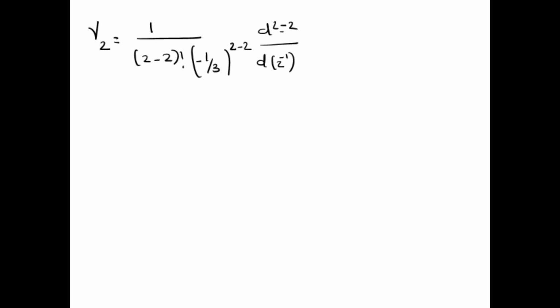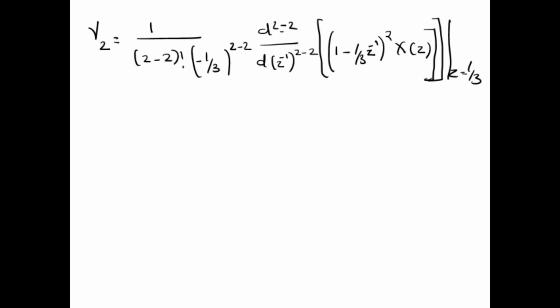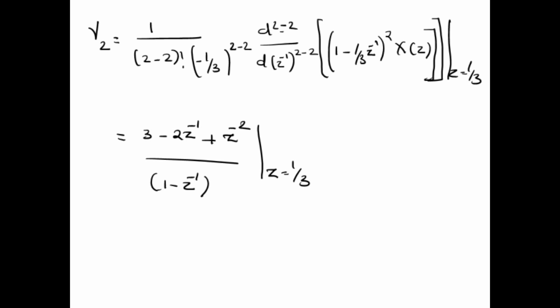Then gamma 2 is equal to 1 divided by 2 minus 2 factorial into minus 1 by 3 to the power 2 minus 2 d power 2 minus 2 divided by d into z inverse of 2 minus 2 into 1 minus 1 by 3 z inverse whole square into x of z at z is equal to 1 by 3, which is equal to 3 minus 2z inverse plus z to the power minus 2 divided by 1 minus z inverse at z is equal to 1 by 3. After solving this, we get minus 3.